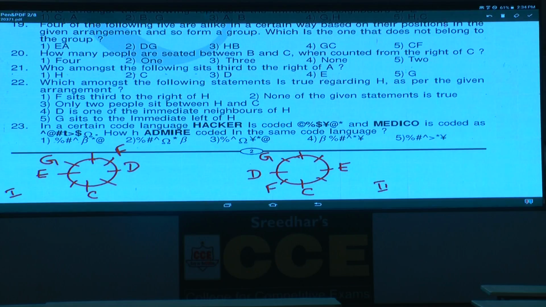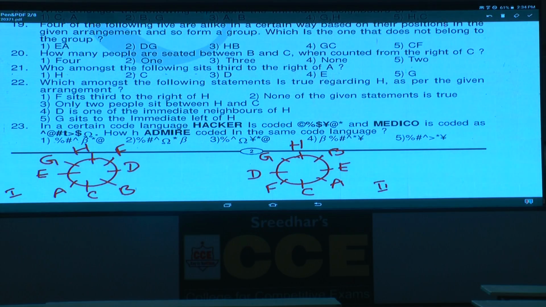B sits second to the right of A. Now in the first case, this is the only possibility. B sits second to the right of A, isn't it? And in the second case, B and A must be in these 2 places. Then who is the person left over here? A, B, C, D, E, F, G, H. Here also A, B, C, D, E, F, G and H are the persons, isn't it?